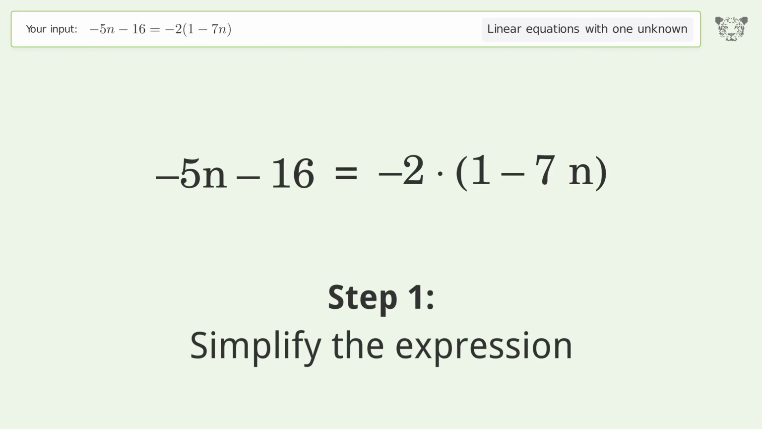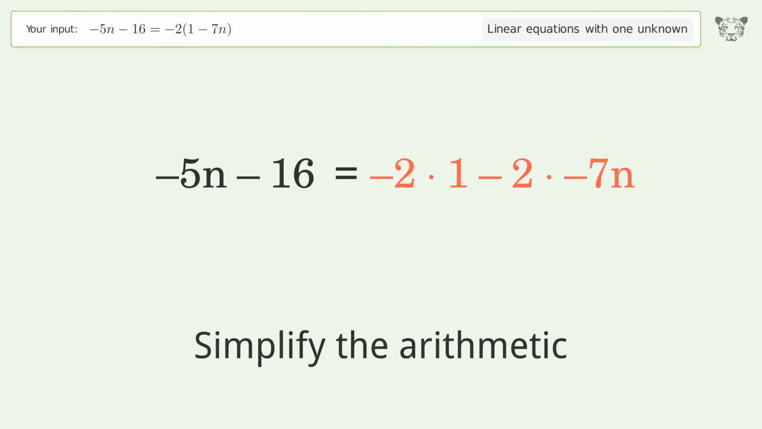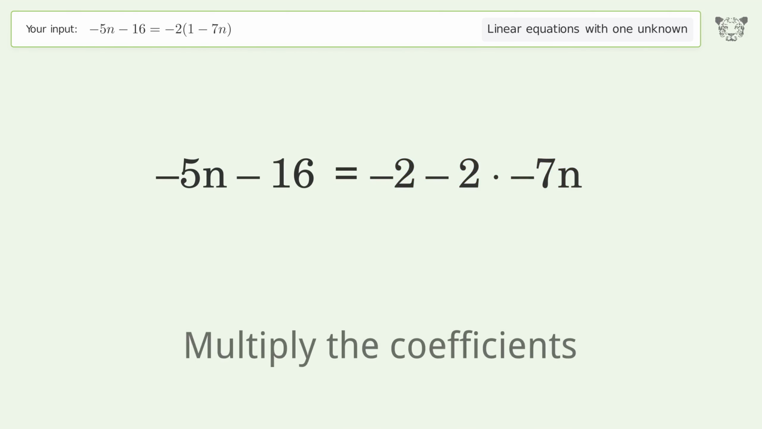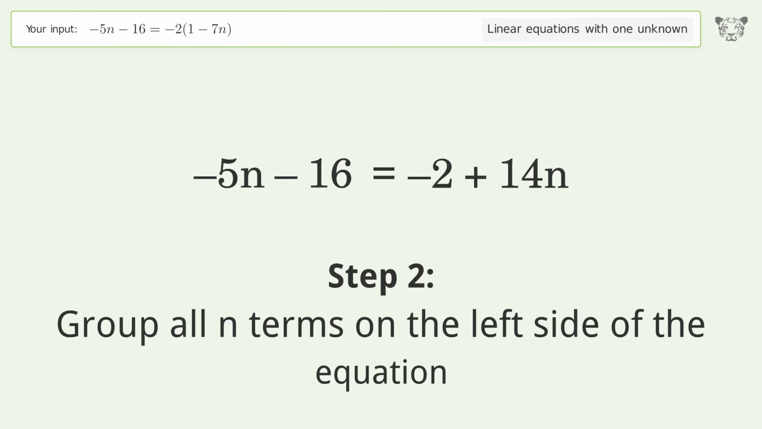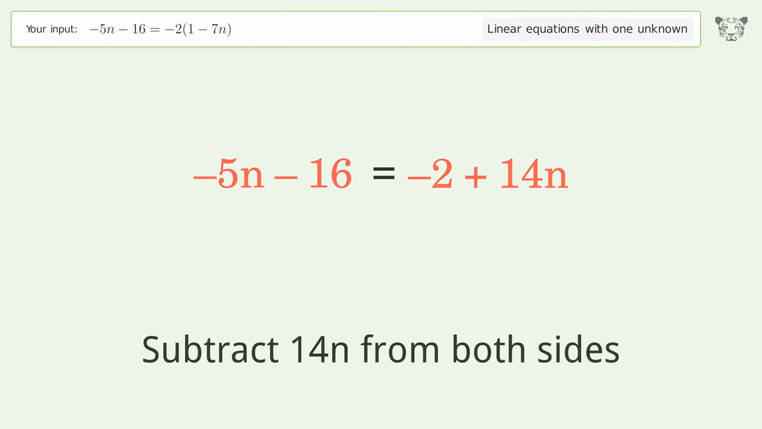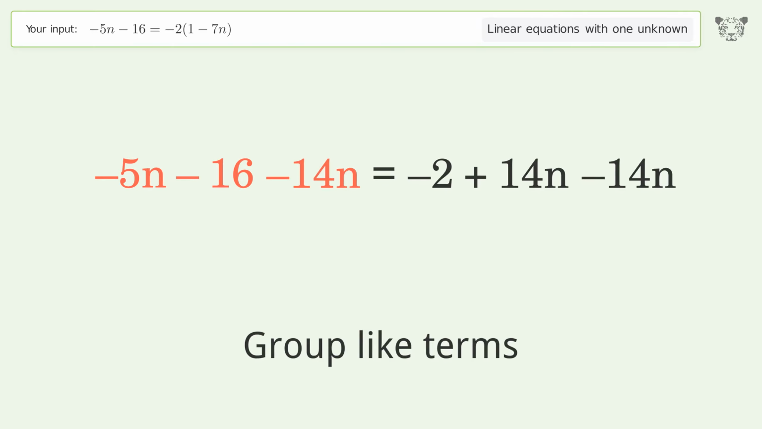Simplify the expression. Expand the parentheses. Simplify the arithmetic. Multiply the coefficients. Group all n terms on the left side of the equation. Subtract 14n from both sides. Group like terms.